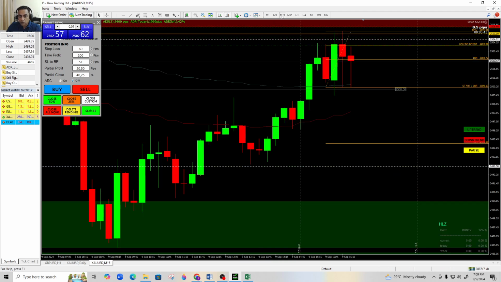So that's the reason I don't want to get caught into a trade at the close of this H1 candle, which is 20 minutes from now. And we have about 5 minutes for this M15 candle to close.